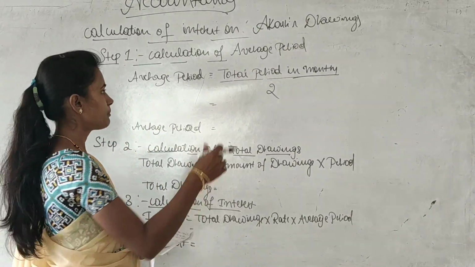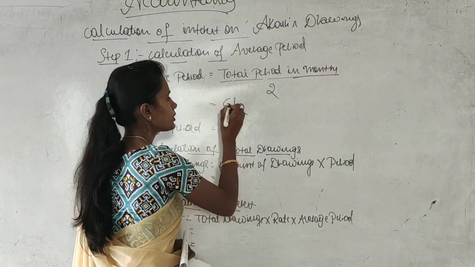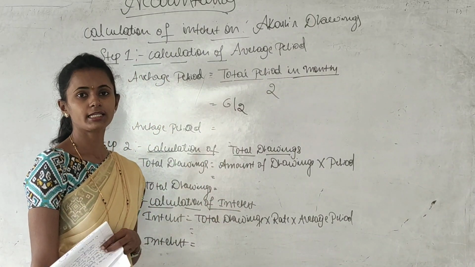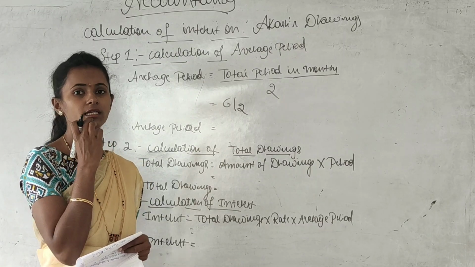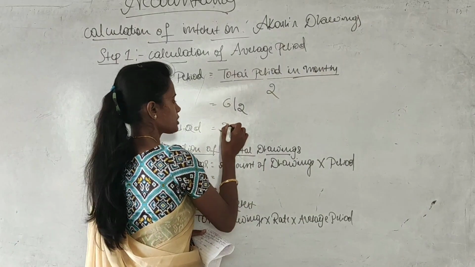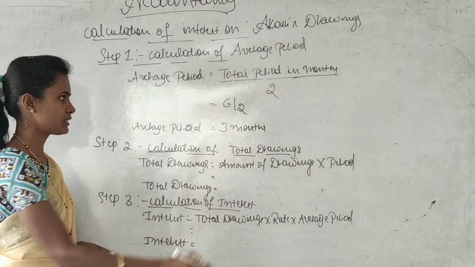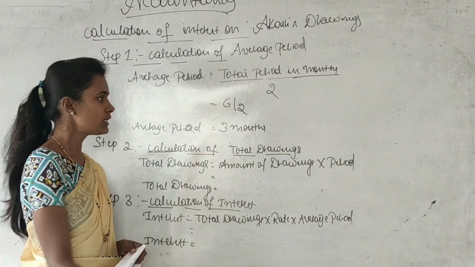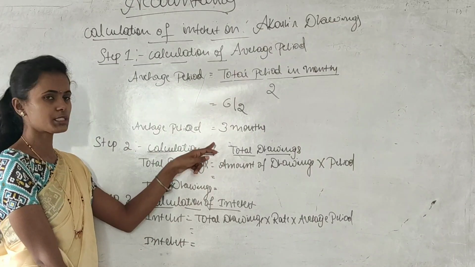Okay, again here the total period in months is 6 months, so 6 divided by 2. They have only given half yearly, and half yearly means 6 months. So when we do 6 divided by 2, we will get 3 months as our average period. So 3 months is our average period. Okay, this is regarding step 1.